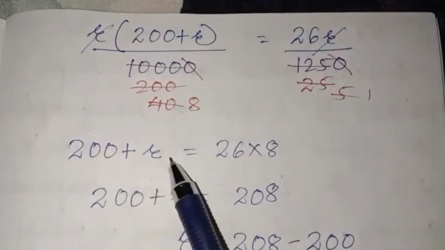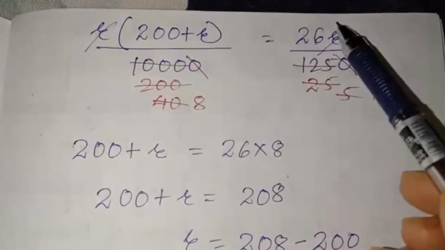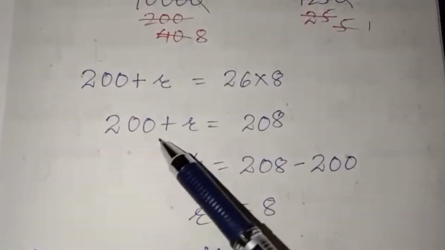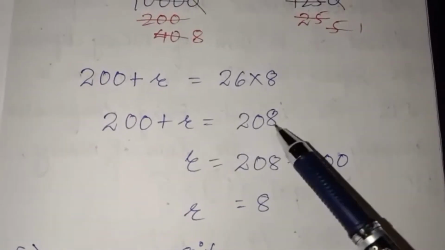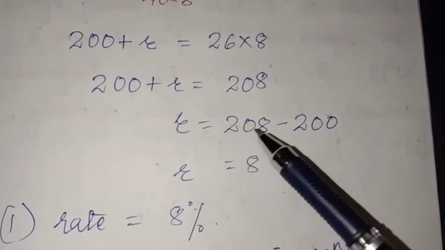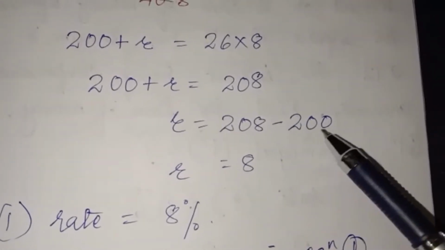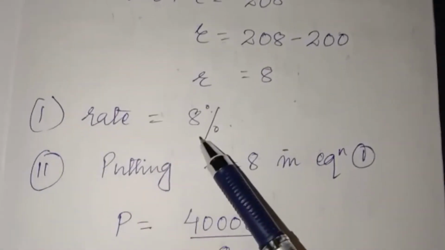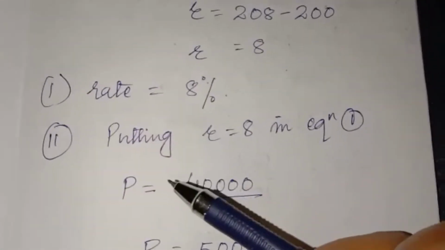So 200 plus R is equal to 26 into 8. Cross multiplication. So 200 plus R is equal to 208. 26 into 8, 208. So R is equal to 208 minus 200, which is 8. So the rate we got is 8%. Now we have to find the principal.